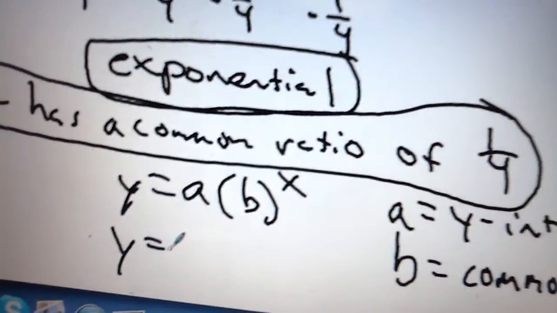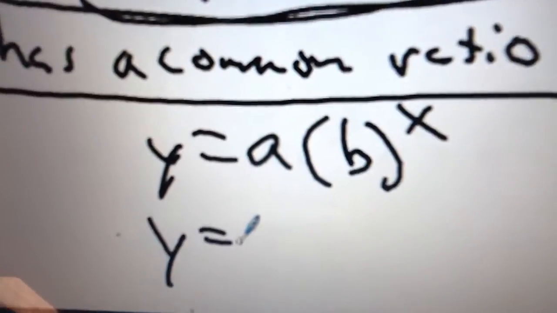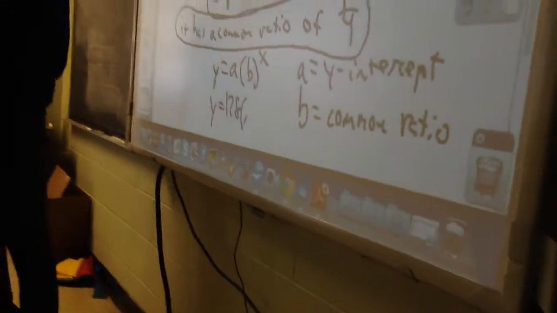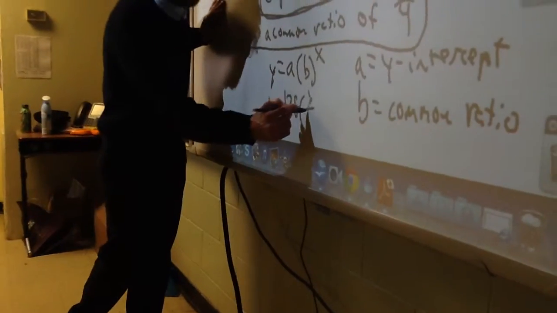So do I know my y-intercept? Is it in my table? Definitely. What is it? 128. Remember, if x is 0, whatever the y value is, that's your y-intercept. And what's b? What's the common ratio? 1 over 4.